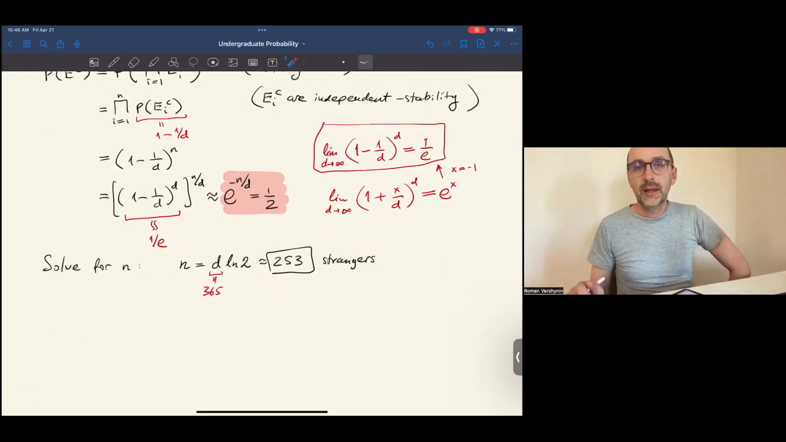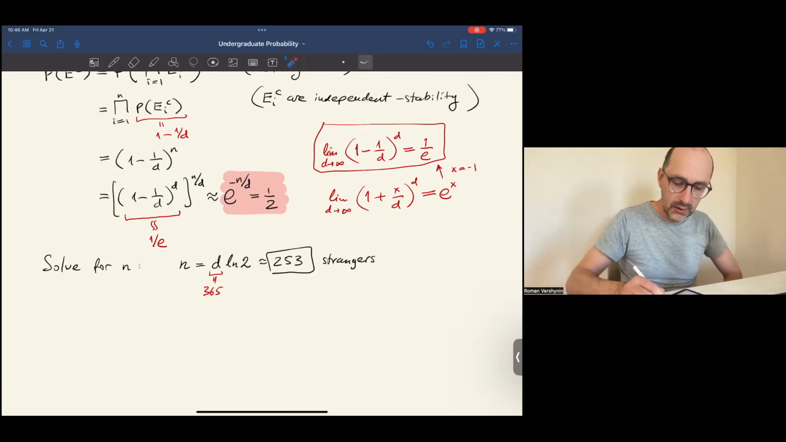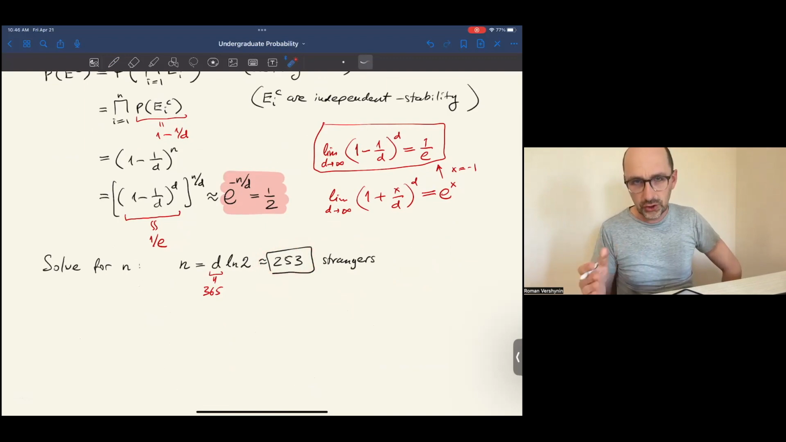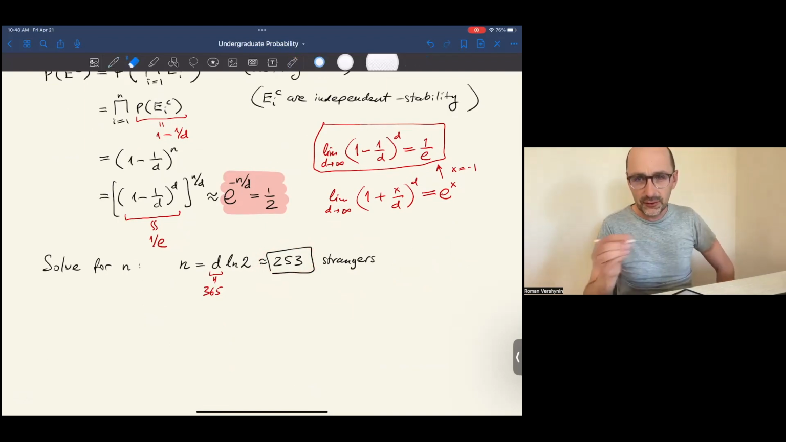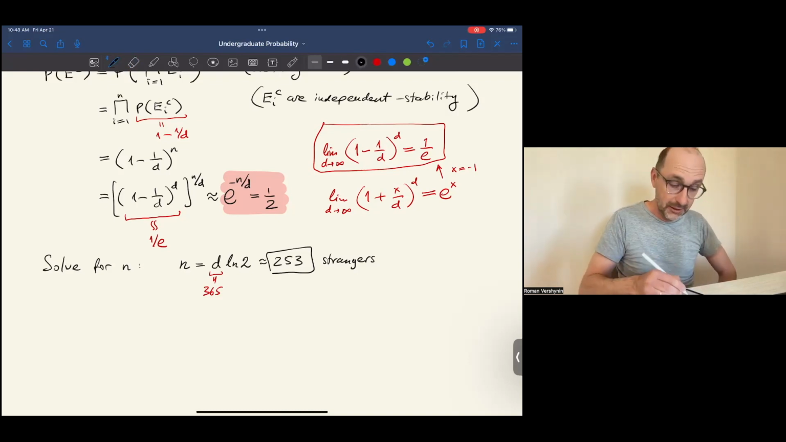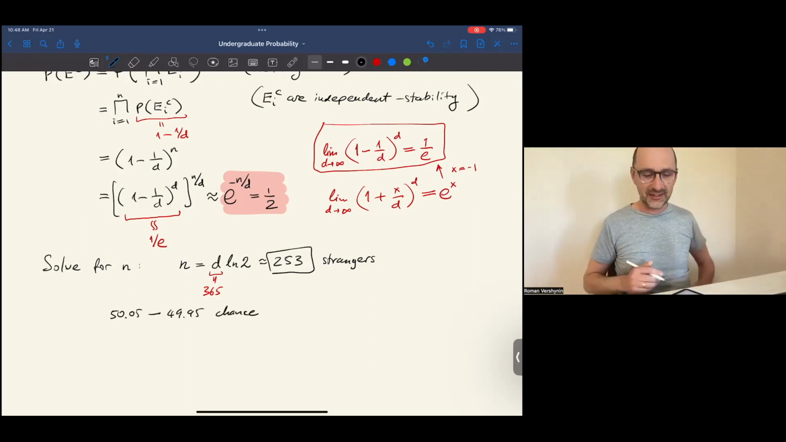And that's the answer. In order to have a 50-50 chance to meet your birthmate, you need to ask around 253 strangers. This solution was approximate, so the probability is not exactly 50-50, but it is a 50.05 to 49.95 chance. Check it using the exact computation.